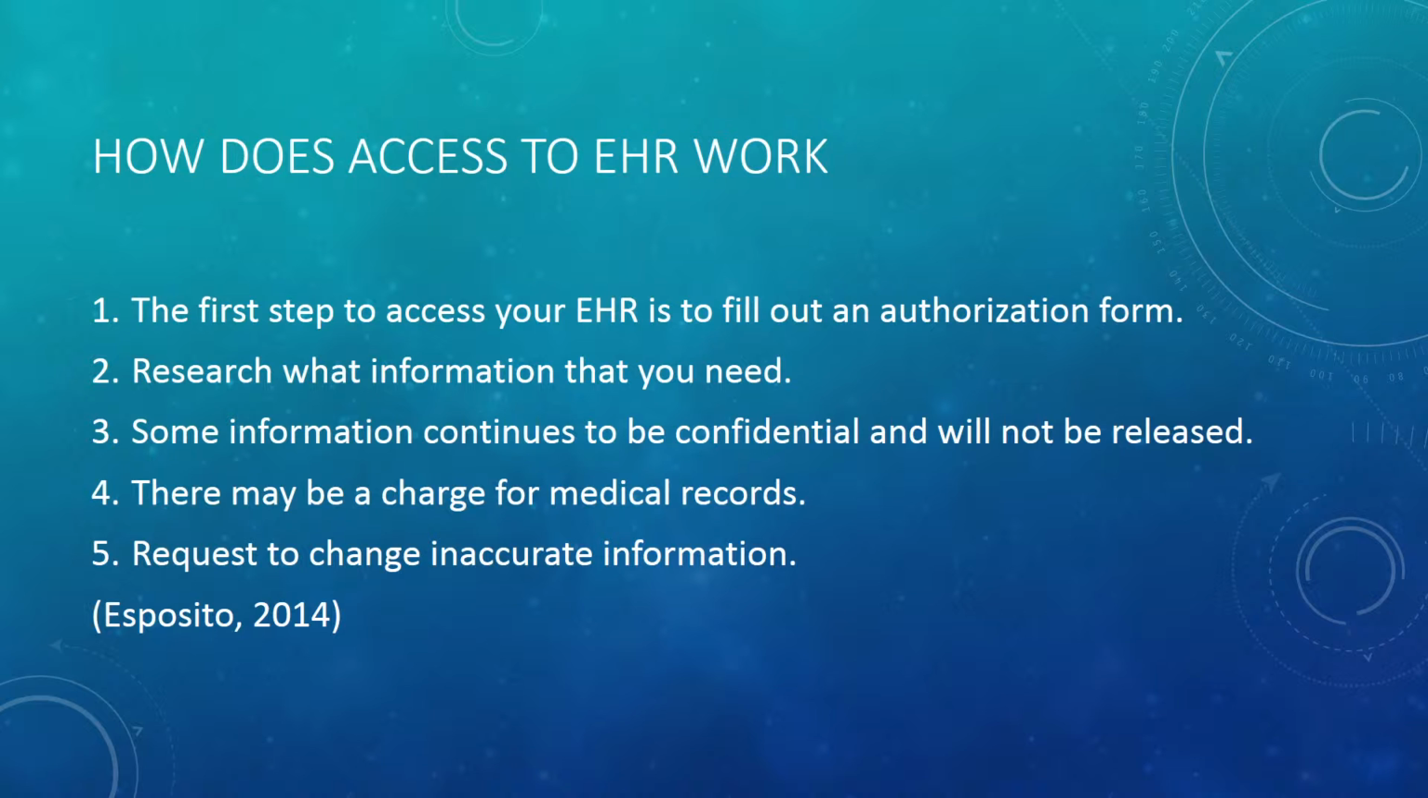So how does access to your electronic health record work? The first step is to access an authorization form, and you fill this out at the facility that you're being treated. Then you research what information that you need. If you're going for a second opinion, for example, you'll need lab results, an H&P, or whatever information. You just have to know what you need so that you can request it. You don't want to request everything because it might just be information overload.